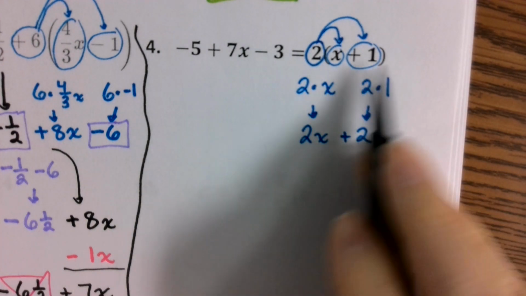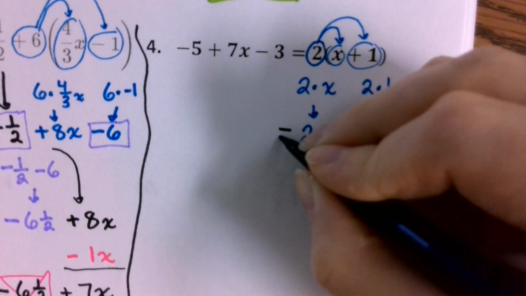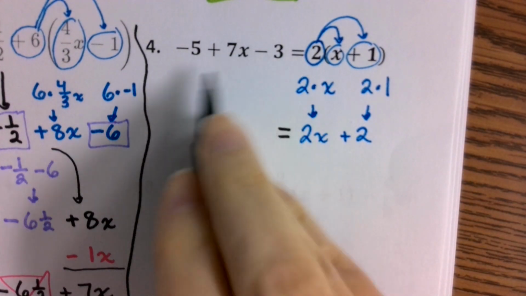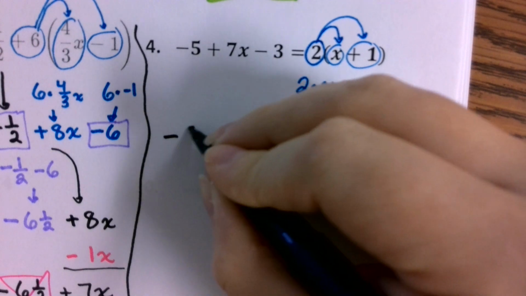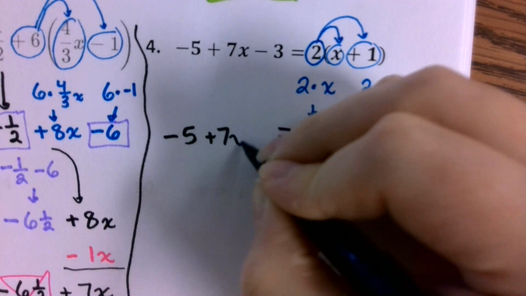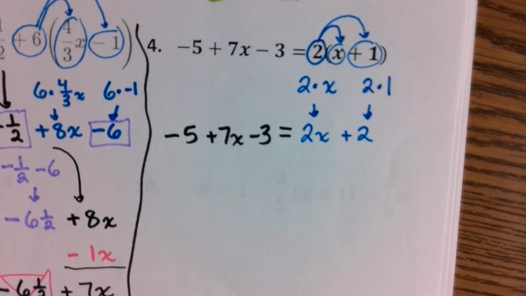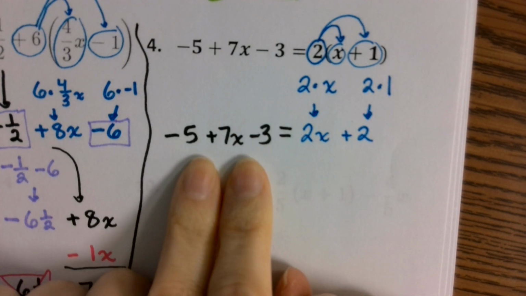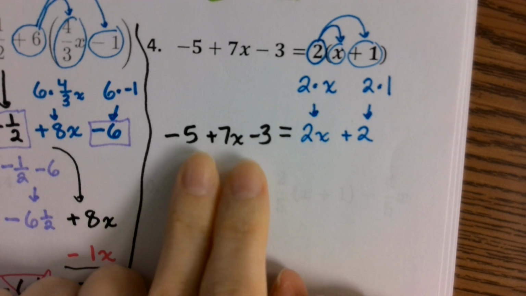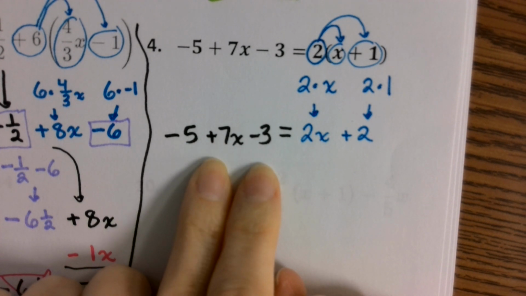Okay, there's nothing else on that right side that can come down, so we're just going to bring our equal sign down. Everything else on the left side is going to come straight down as well. So negative 5 plus 7x minus 3. We've done our distributive property. Okay, next step, combine like terms. Let's focus on the left side.